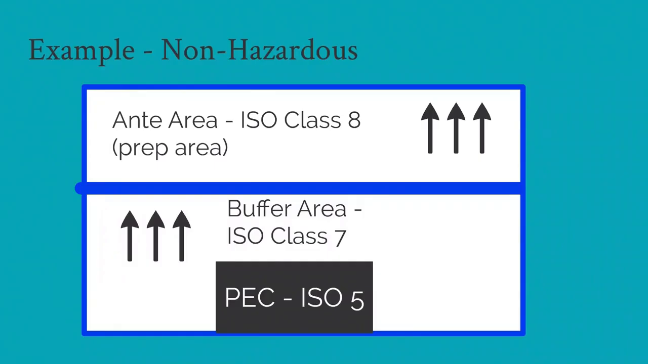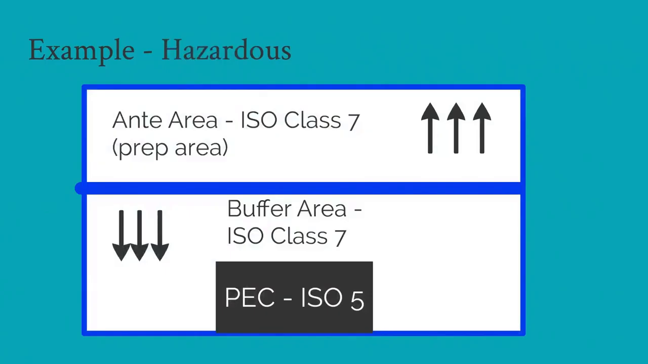So here we have an example of a non-hazardous clean room. We can see the hood or the primary engineering control is ISO 5 at the bottom. That's contained within a buffer area, which is ISO class 7 with the air pushing outwards. Then we have an ante area, which is an ISO class 8 area, and again, the air is pushing outwards. So if you open the door to the ante area, you're going to have air flow outwards, and then if you open the door to the buffer area, you're going to have air flow into the ante area. So everything should be flowing outwards.